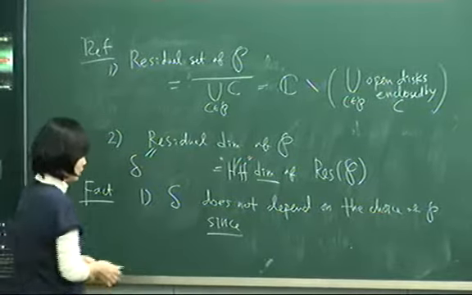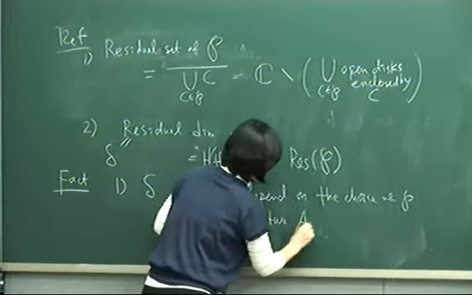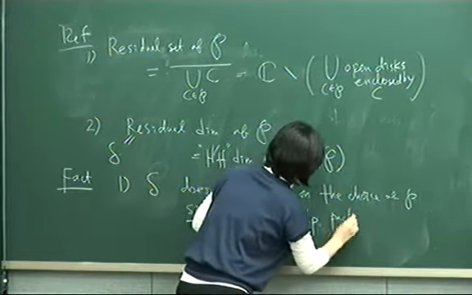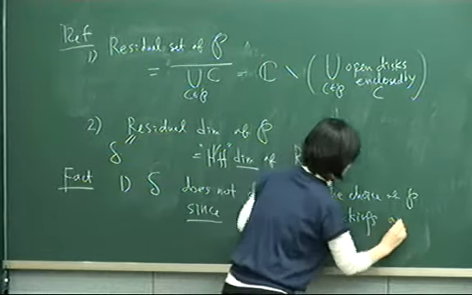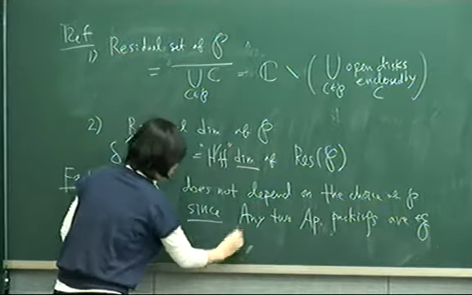Okay? So since any two Apollonian packings are equivalent, or can be mapped to each other by a Möbius transformation.